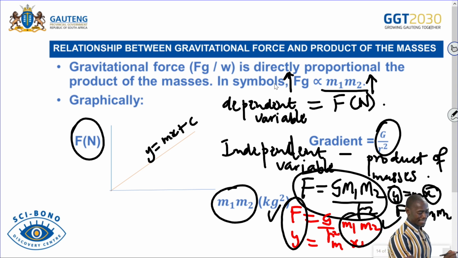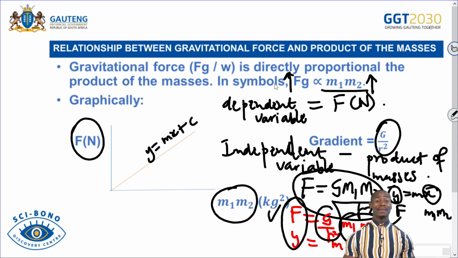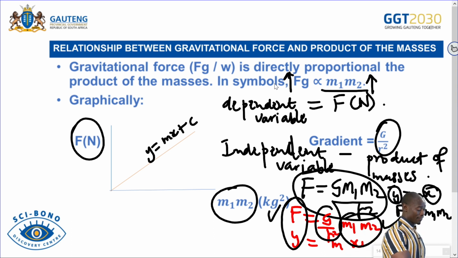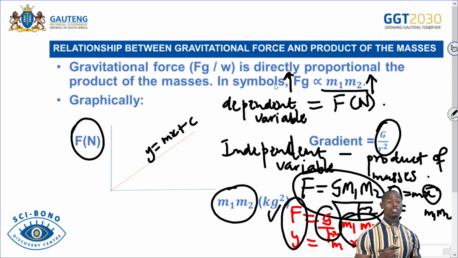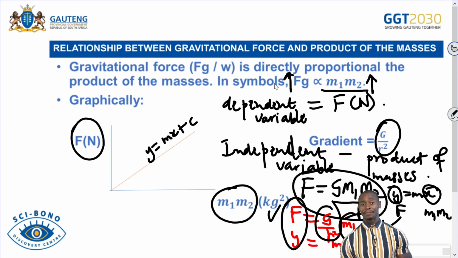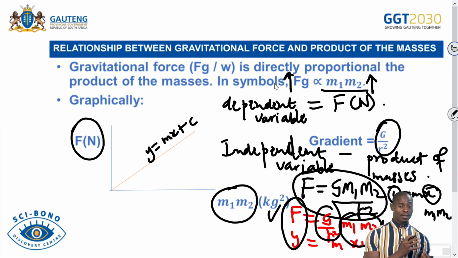Correct. Which means that the gradient, remember m when it comes to y equals mx plus c, m is the gradient. So it means that the gradient of this graph represents G over r squared. The gradient of this graph represents G over r squared.